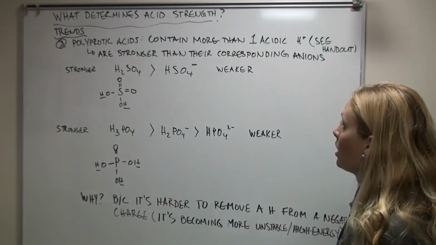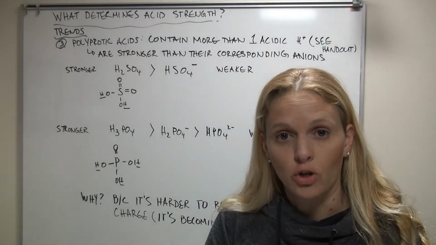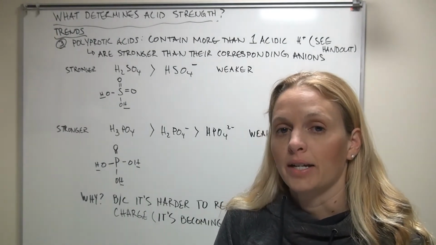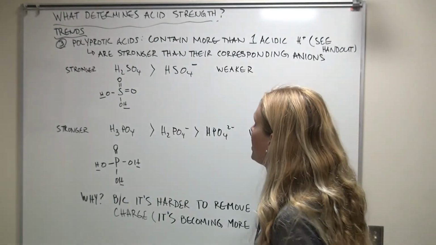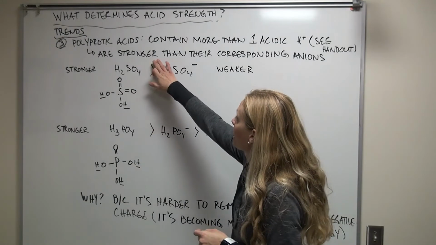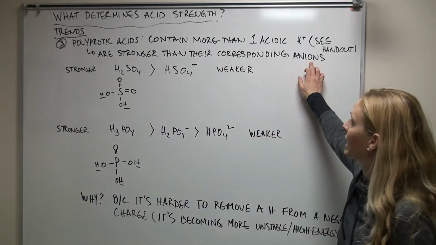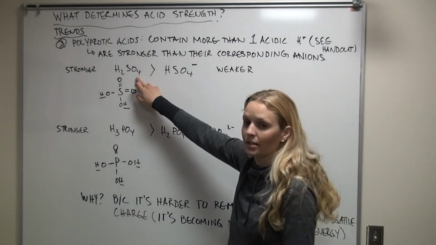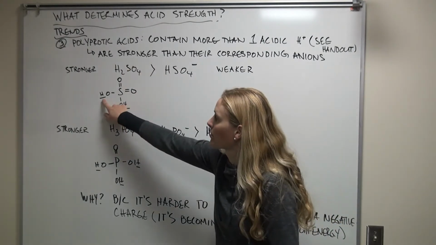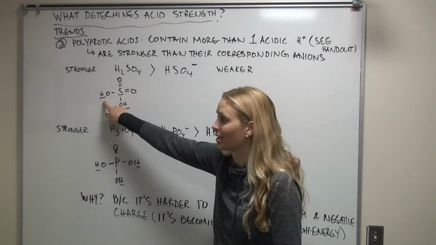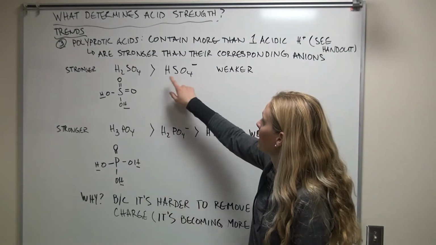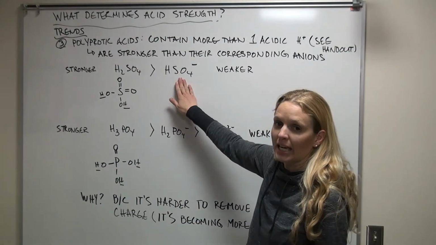Sulfuric acid is one of the 6 strong acids, and that was an example that I put in a separate class that has more than one acidic proton that can be dissociated from it. Polyprotic acids are stronger than their corresponding anion. If we take a look at sulfuric acid here, H2SO4, one proton, either this one or this one, can be dissociated. That is the most acidic, the first proton that gets dissociated, and it is stronger than its corresponding anion.